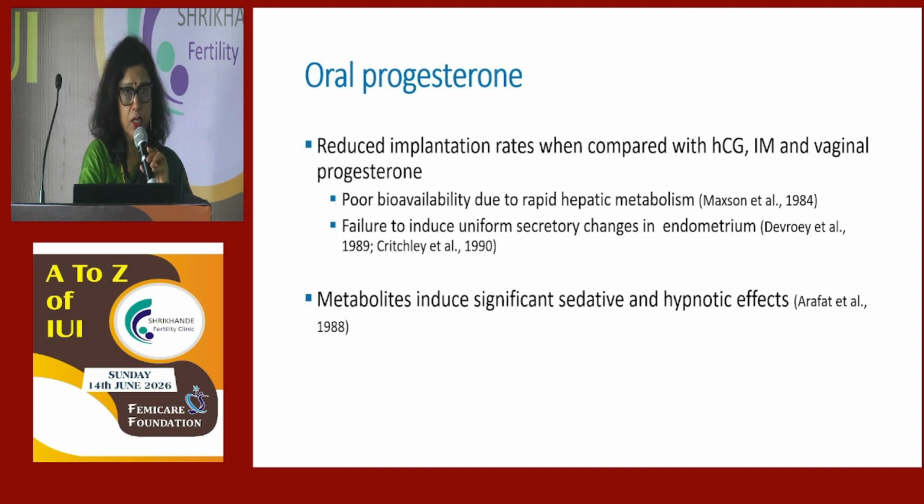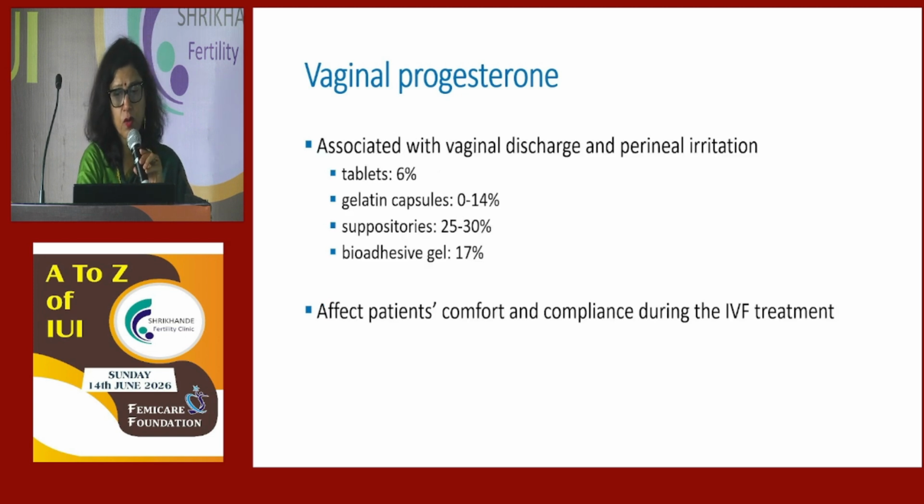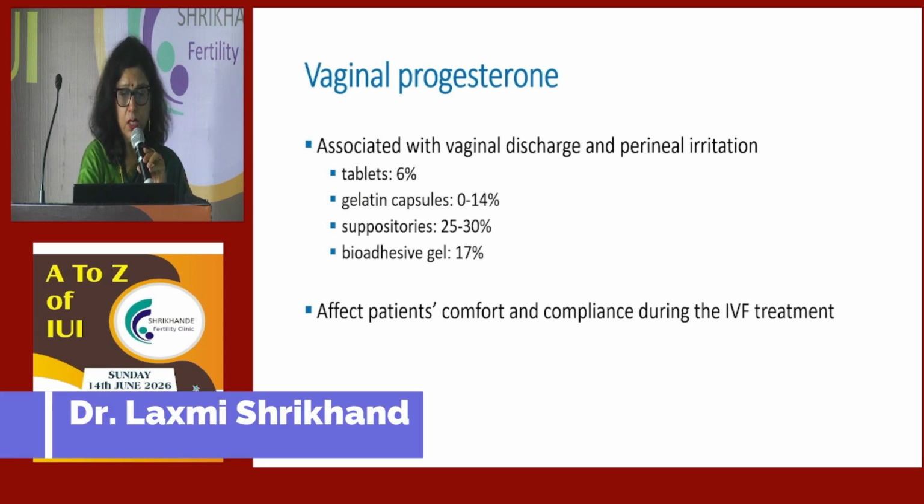Vaginal: easy to administer, avoids first liver pass metabolism, no systemic side effects, higher endometrial tissue level despite low serum level due to first uterine pass effect, and similar pregnancy rate as intramuscular progesterone. However, your patient will complain of vaginal discharge. Some patients will complain of perineal irritation. So you have to counsel them about the discomfort.